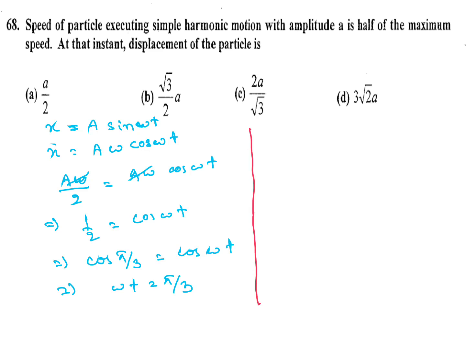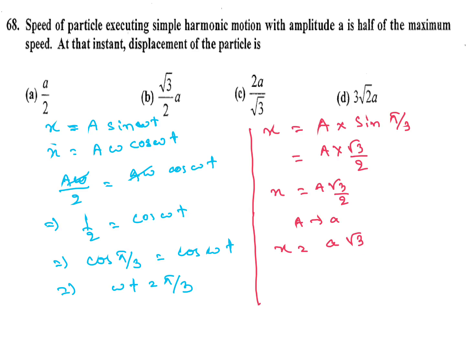So ωt is π by 3. Put the value of ωt in the displacement equation: a into sin π/3. Sin 60 degrees is root 3 by 2. Displacement x = a root 3 by 2. Here in this question, amplitude is given as small a, so x = a√3/2. This is our answer.